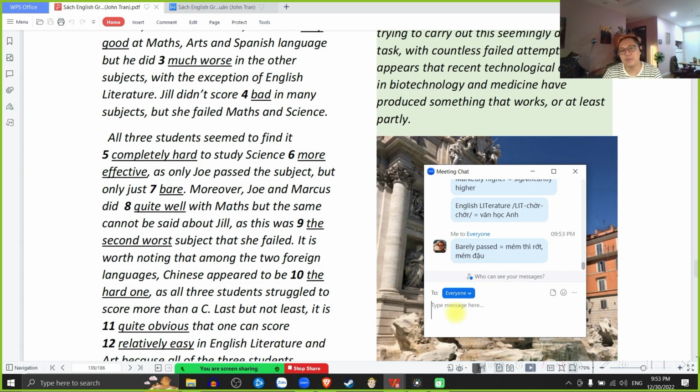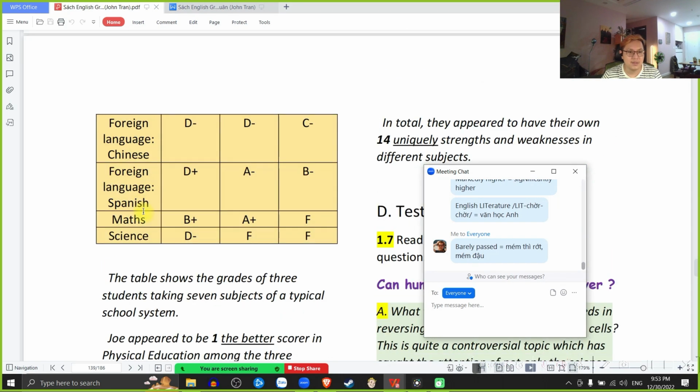So if you barely pass, it means you pass but at a very low minimum score. Điểm minimum luôn á, minimum score. But only just barely, nhưng mà chỉ gọi là mém nữa là rớt rồi. So look at this one. Science D minus, F, F, you see. Ba đứa này có hai đứa này rớt hết nè, còn bé bạn này thì là mém rớt, nhưng mà may mà còn D minus chứ không phải là F. It's lucky that he's D minus, not F, you know.